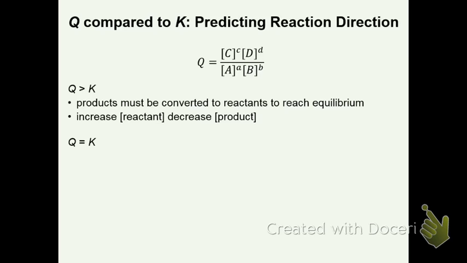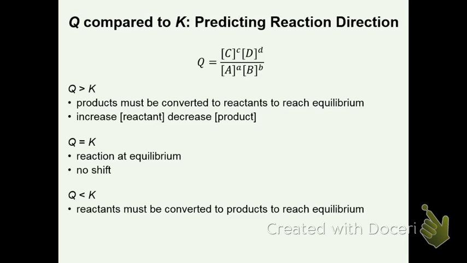When Q is equal to K, the system is already at equilibrium, and so no shift is going to occur. The concentrations of products and reactants will remain constant. Now, if you recall, equilibrium is dynamic, and so the forward and reverse reactions are still occurring, but there's no net change in reactant or product concentrations. And then if Q is less than K, you can think of the denominator in the Q expression as being too large. And so in order to reach equilibrium, some of the reactants have to be converted to products. In this case, we'd see an increase in the product concentration and a decrease in the reactant concentration.